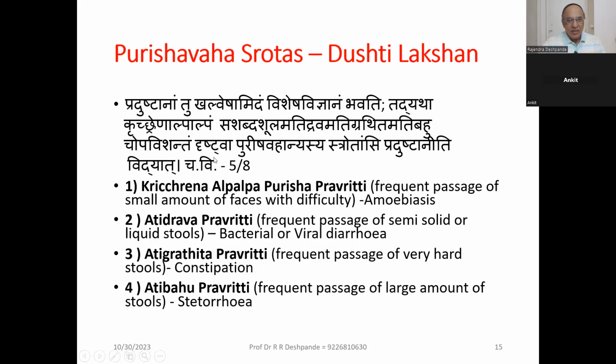Then atidrava pravrutti, frequent passage of semi-solid or liquid stools, which indicates bacterial or viral diarrhea. You know that, loose motion, diarrhea. Ati grathita pravrutti, frequent passage of very hard stool, that is constipation. Then ati bahu pravrutti, frequent passage of a large amount of stool, which happens when there is fat indigestion. Fatty substances are not digested and a big amount of stool comes out. In modern medicine it is called steatorrhea.